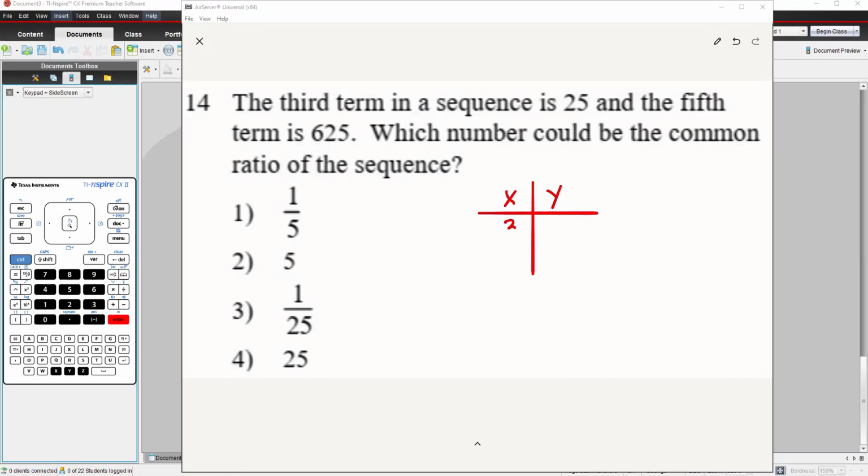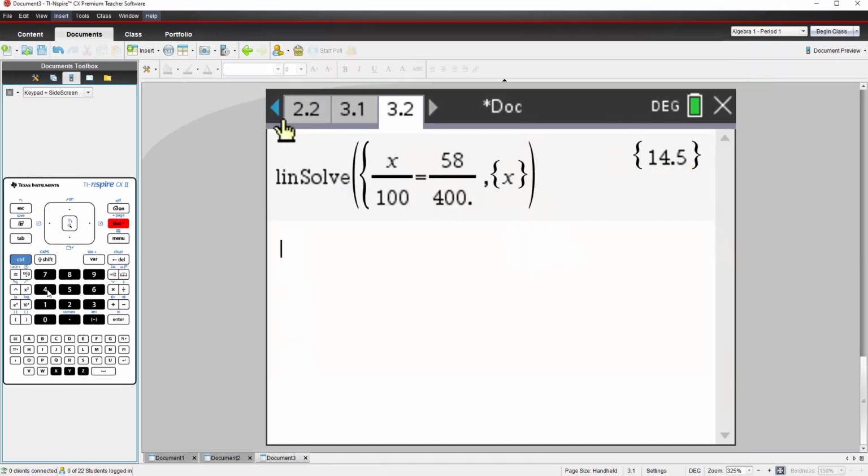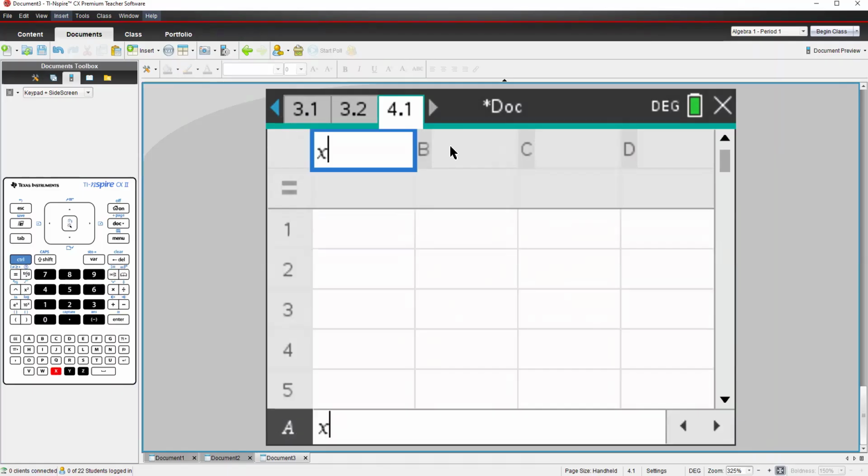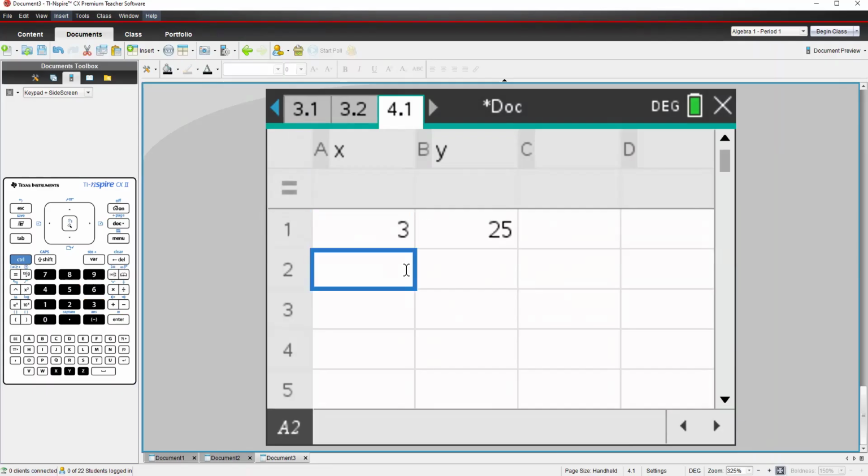The third term is 25. The fifth term is 625. And then I'm just going to go to the spreadsheet and use that. So let me go. I'm going to do 4, 1, 4. And at the top, I'm going to put X. I'm going to put Y. I'm going to put the third term is 25. And the fifth term is 625.